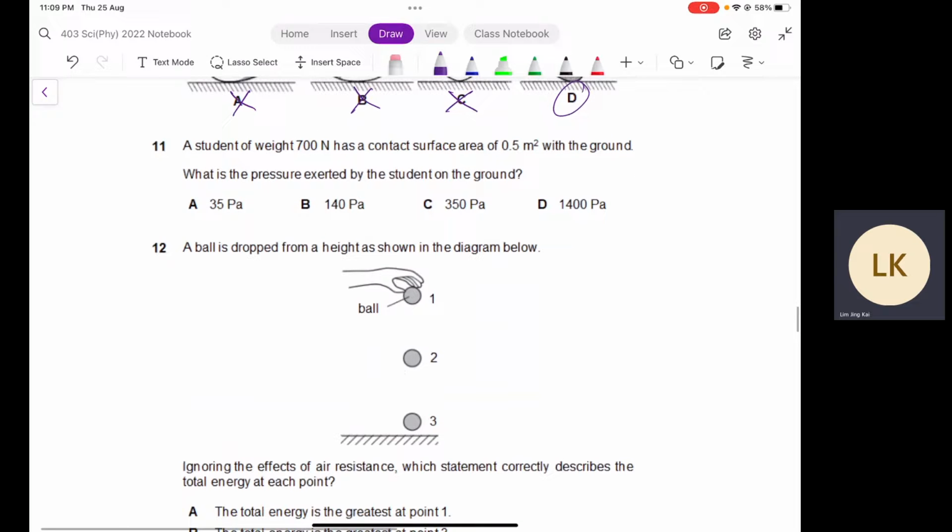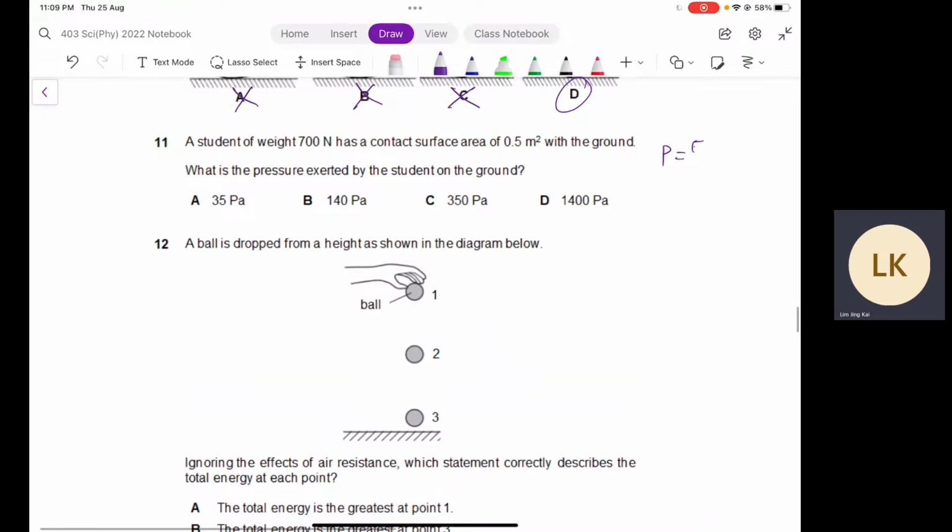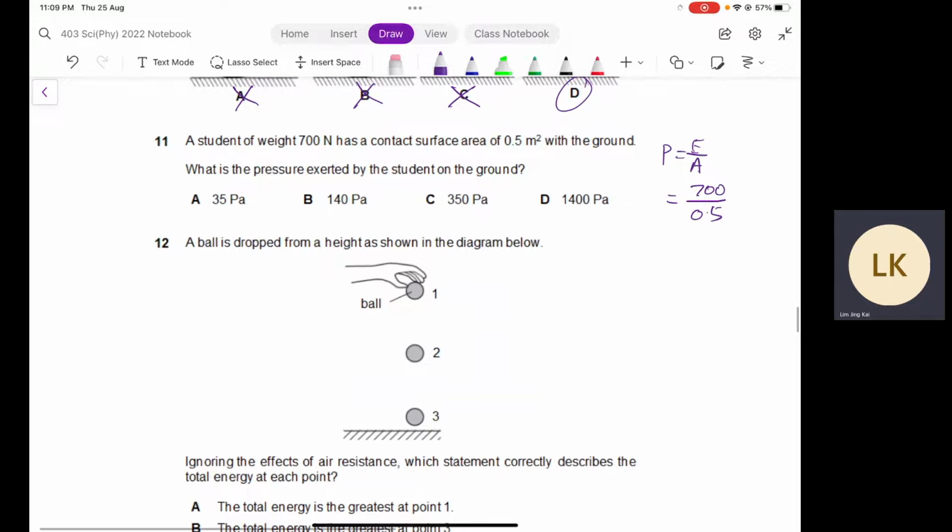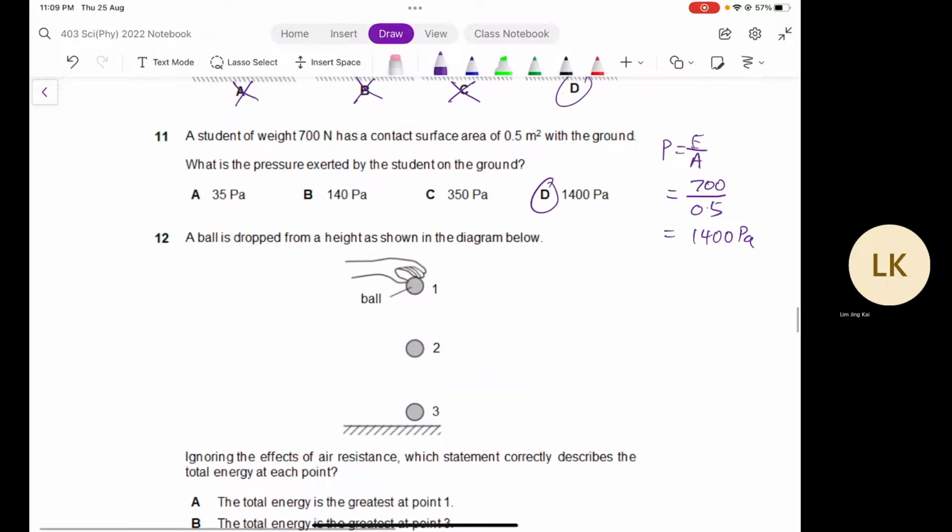Question 11. A student of weight 700 Newton has a contact surface area of 0.5 meter square with the ground. What is the pressure exerted by the student on the ground? So we know that pressure is force over area. Okay, so let's substitute in 700 divided by 0.5 because that is the contact area that is shown. If you've done it correctly, your answer from here is actually 1,400 pascals. Therefore, answer is D.